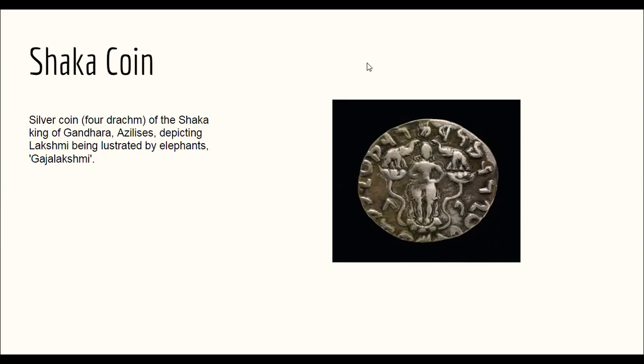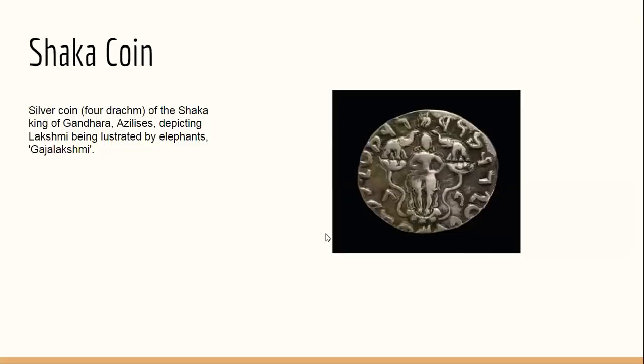Okay, and in Hindu mythology, we see that goddess Lakshmi is a very much revered goddess, and so we find that on many coins Lakshmi is being depicted. Not only Shaka coins, but all the coins that come after this, especially all the Gupta coins, we find the depiction of goddess Lakshmi, because Lakshmi is a representation of prosperity, fortune, good luck, abundance, and as a result Lakshmi is mainly depicted on Indian coins. So the first trend of depiction of goddess Lakshmi we find in the Shaka coin issued by Shaka king of Gandhara, Azilis. Okay, so this is the Gajalakshmi coin, which we need to remember.